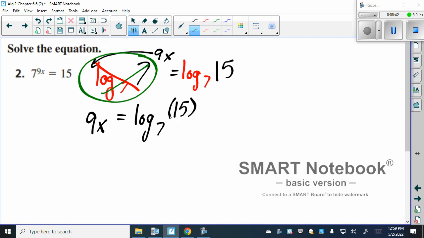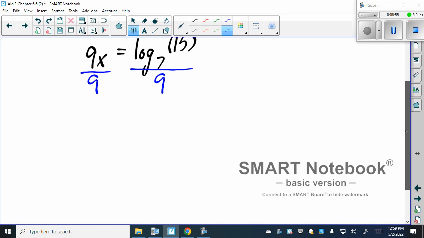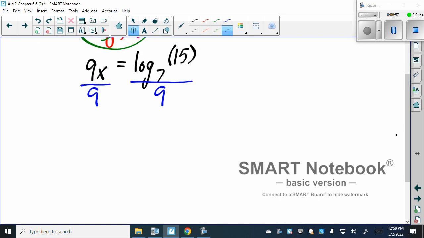Now, in all the ones previous, at this point, x was by itself, yes? Is x by itself? No. What do I need to do to get x by itself? Divide by 9. So that's just telling us x is equal to log base 7 of 15 divided by 9.